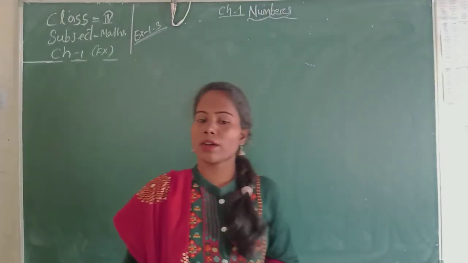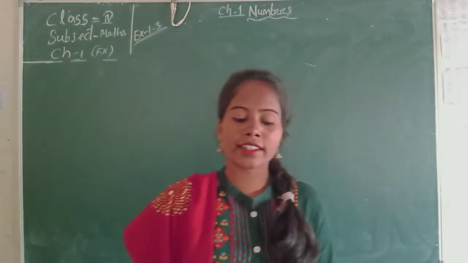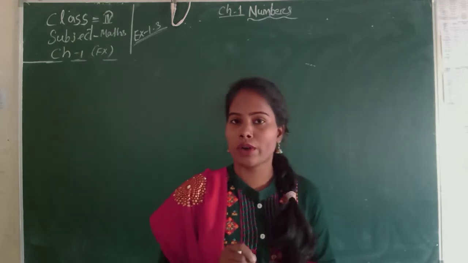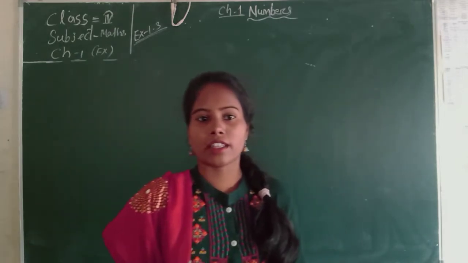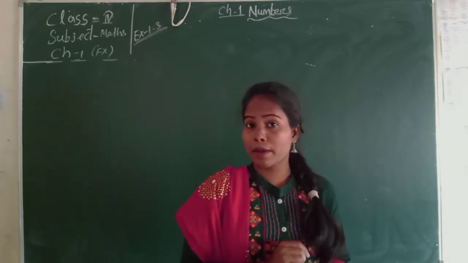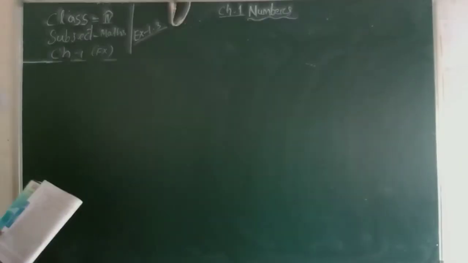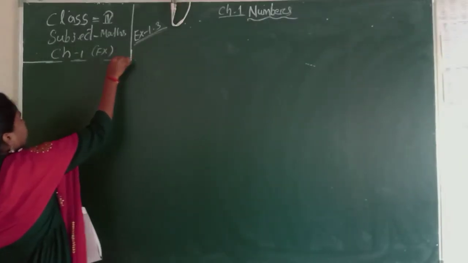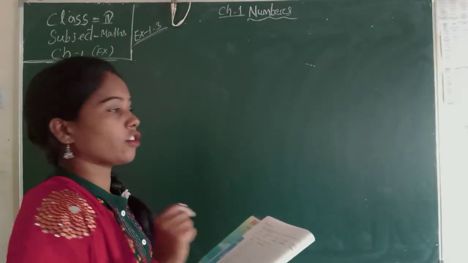Okay students, now come to your number 2. Your number 2 is: write the number names for the following. Here some numbers are given and for these numbers you have to write the names. So how can you write the number names? First, to know the name of any number you have to remember the place where you check. Then you will do it very easily.